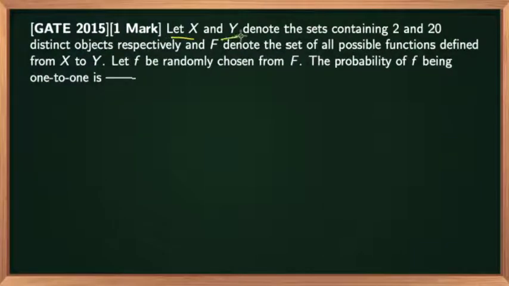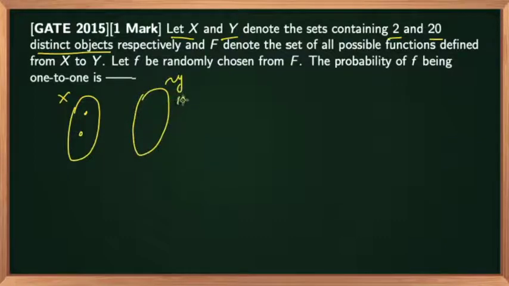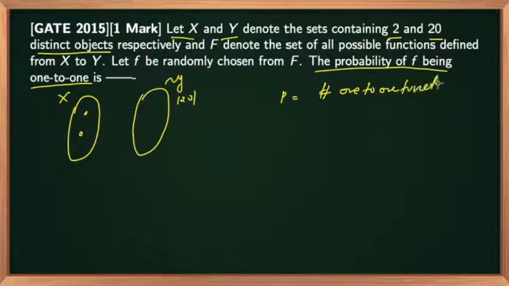Let X and Y denote the sets containing 2 and 20 distinct objects. So we have X, which contains 2 elements, and we have Y, which contains 20 elements, right? So we want to find the probability of F being one-to-one. The probability will be equal to favorable cases by total cases, right? So the total number of one-to-one functions divided by the total number of functions.